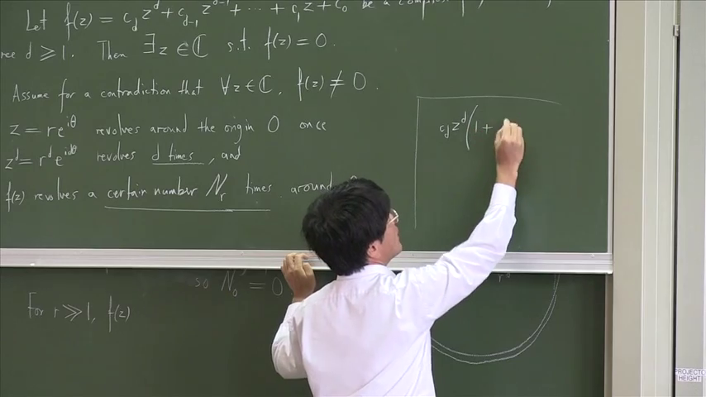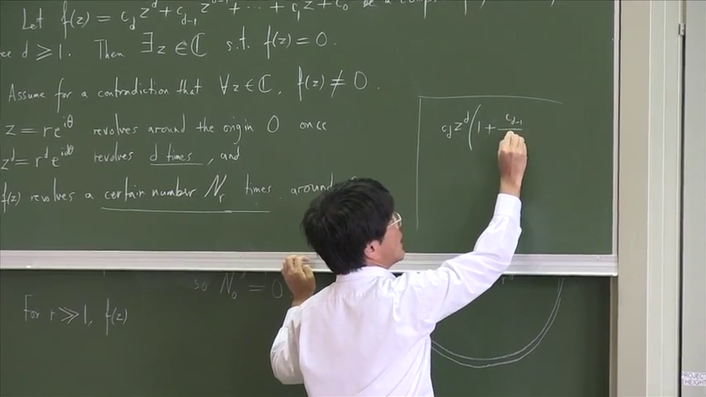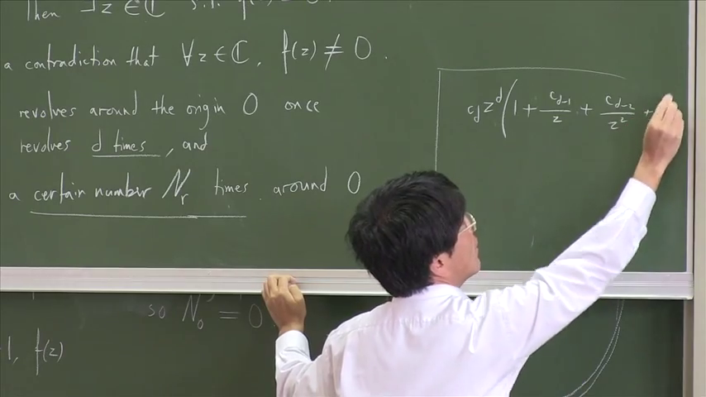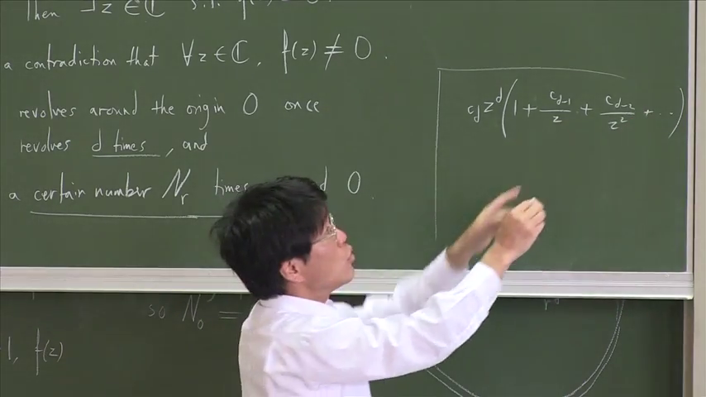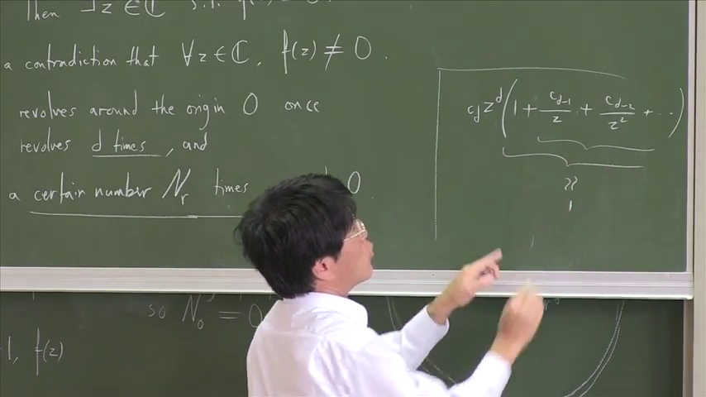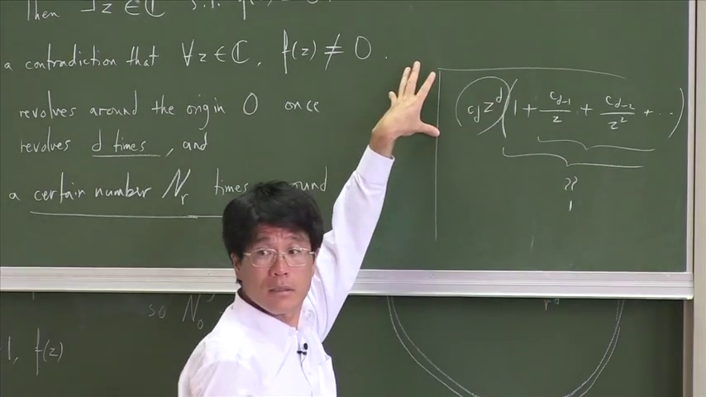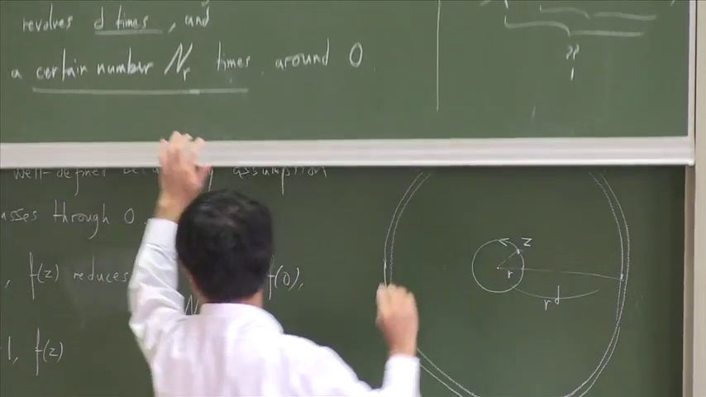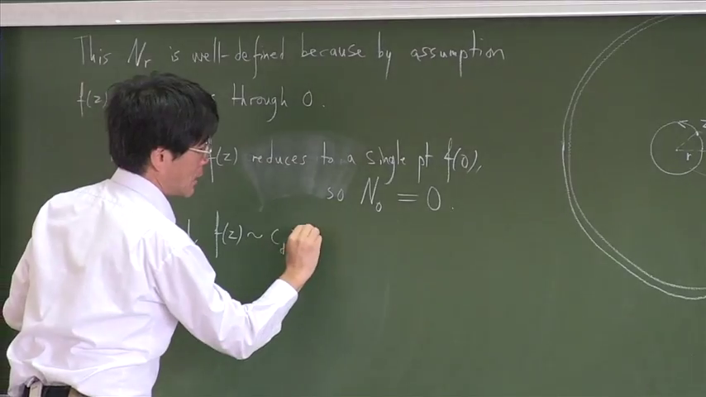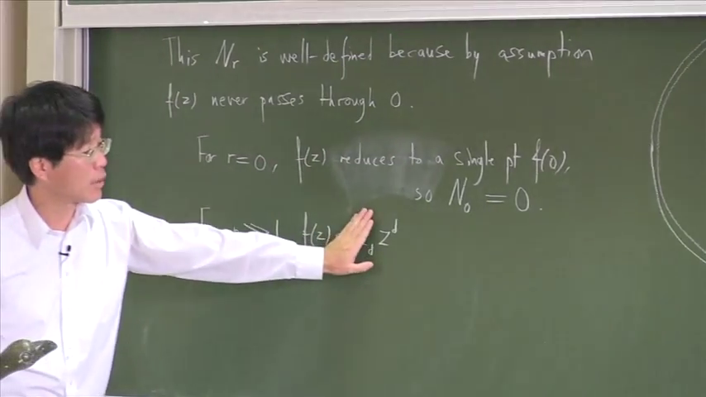And then you get 1 plus c of d minus 1 over z, plus c of d minus 2 over z squared, and so on, right? And if z is huge, all of these will be very small. So this will be approximately equal to 1. So indeed, this dominates. Is that okay? So in this case, f of z is approximately cd times z to the d. You don't have to worry about cd.